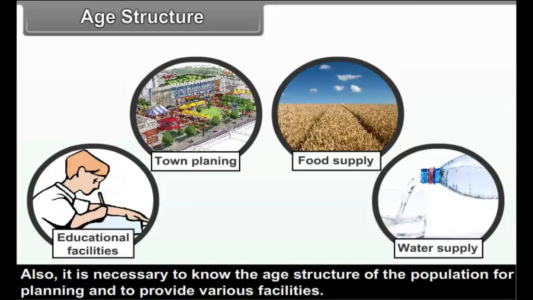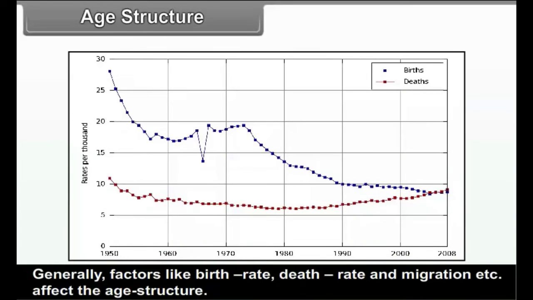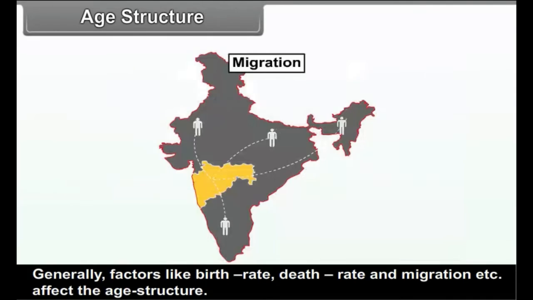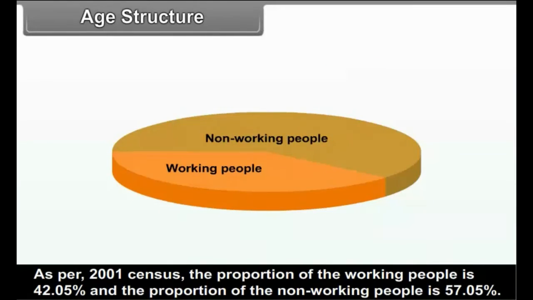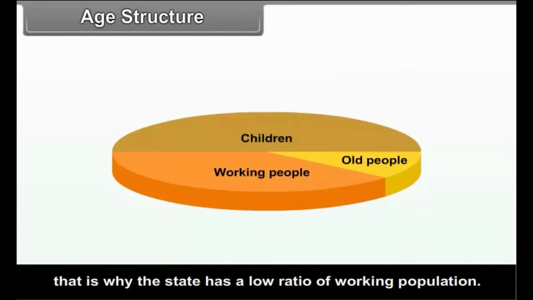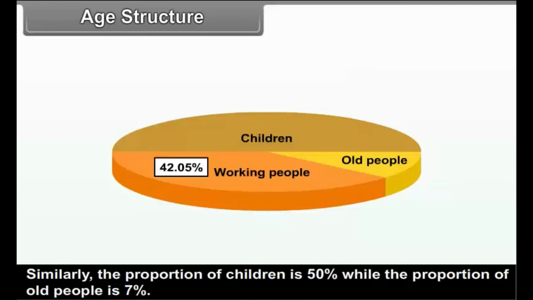Also, it is necessary to know the age structure of the population for planning and to provide various facilities. Generally, factors like birth rate, death rate, and migration, etc. affect the age structure. As per 2001 census, the proportion of the working people is 42.05% and the proportion of the non-working people is 57.05%. That is why the state has a low ratio of working population. Similarly, the proportion of children is 50%, while the proportion of old people is 7%.